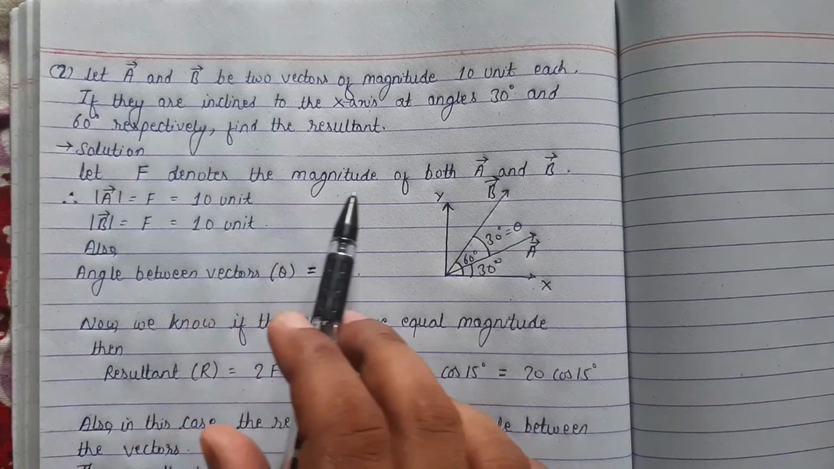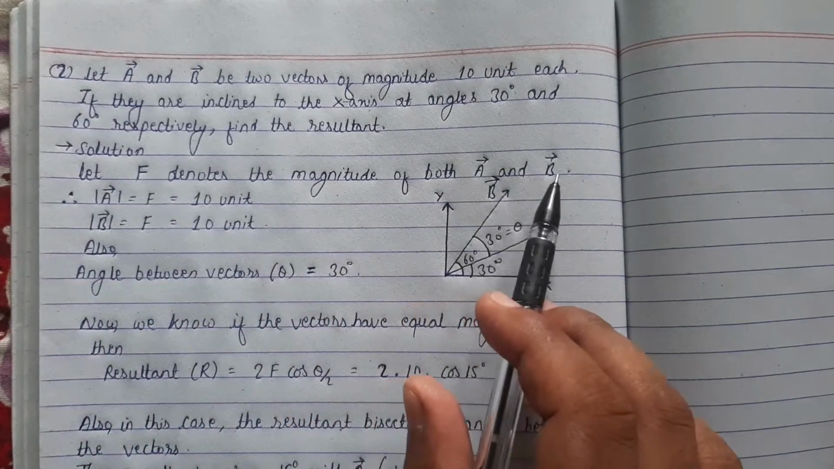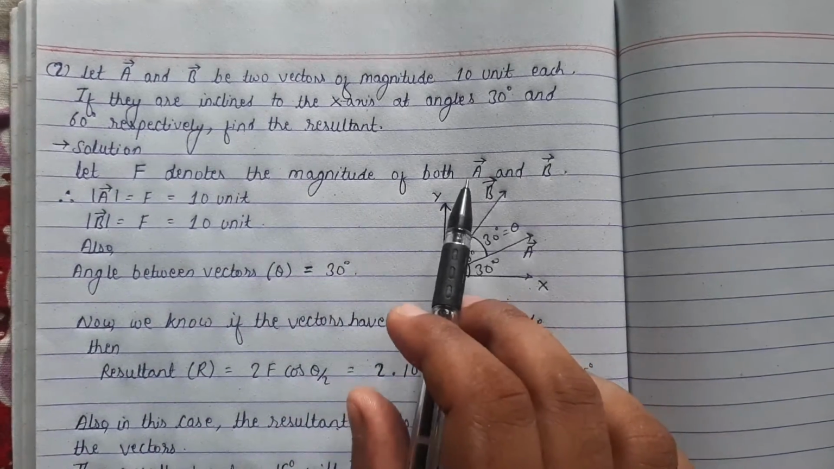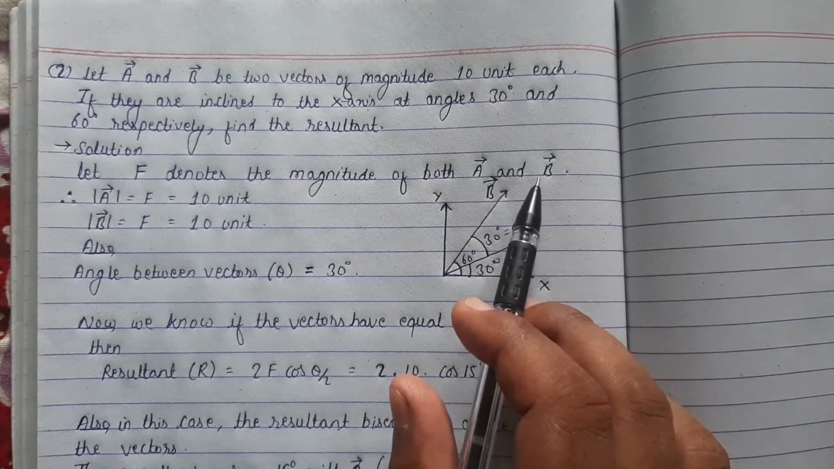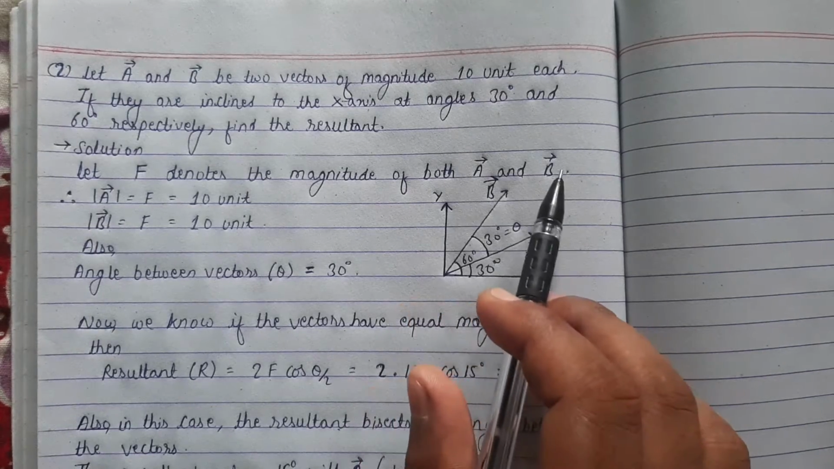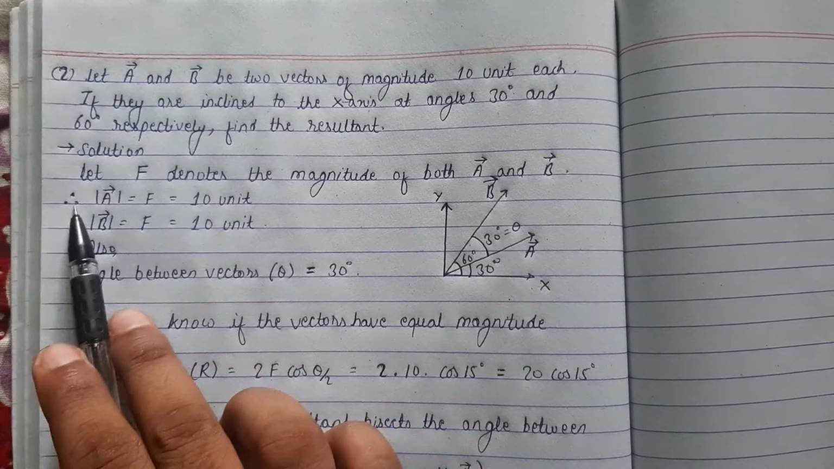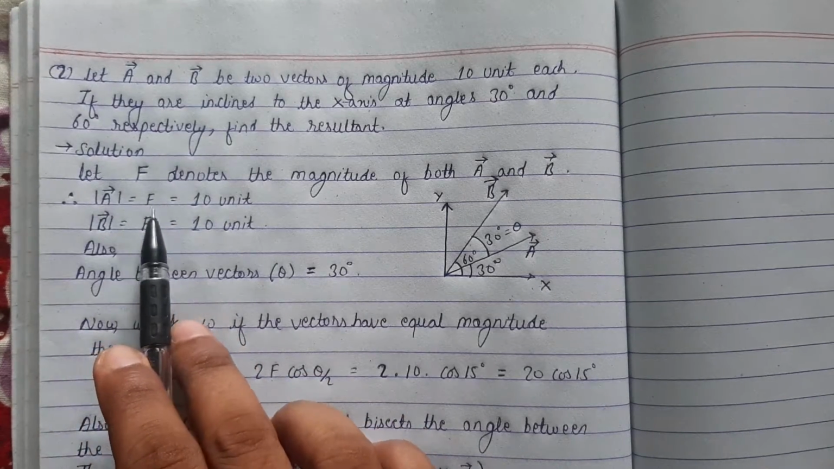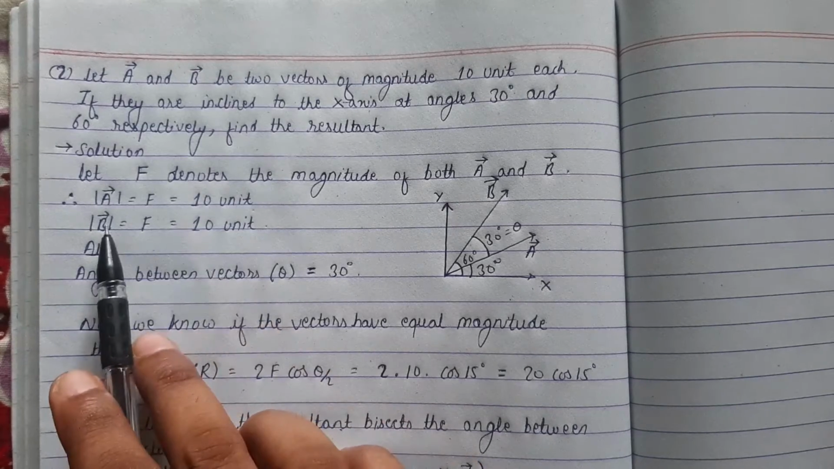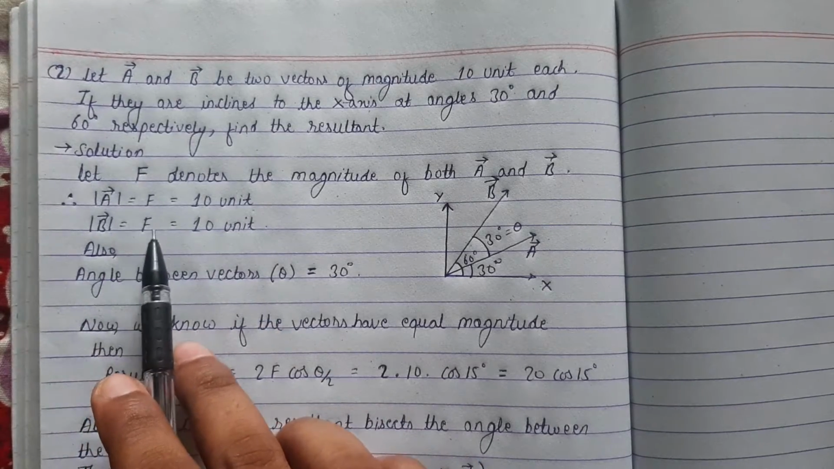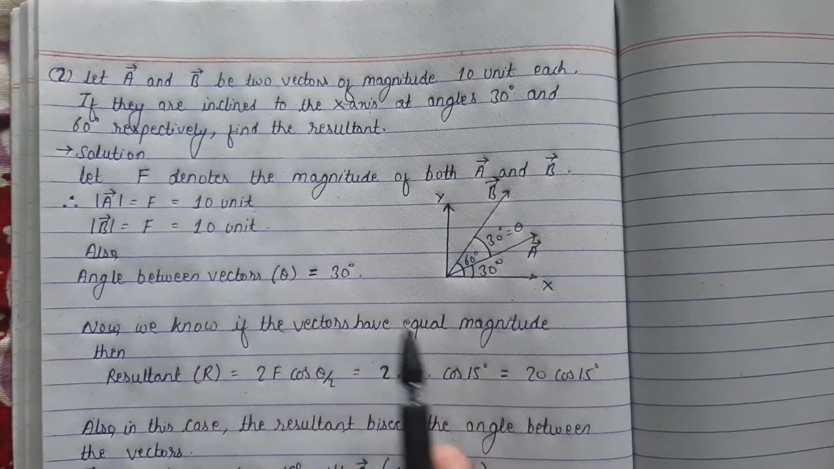Let F denote the magnitude of both vector A and vector B. Since both have equal magnitude, let their magnitude be F. Therefore, the magnitude of vector A is F, which is equal to 10 unit. Also, the magnitude of vector B is F, which is equal to 10 unit.